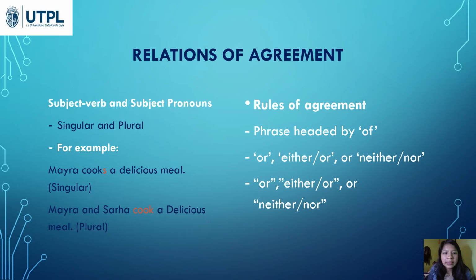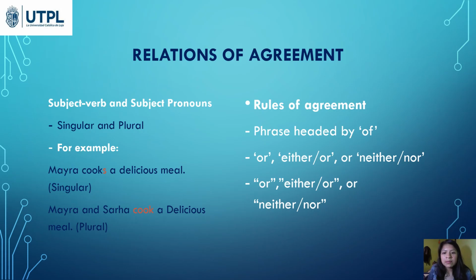For example, singular and plural. For example, Myra cooks a delicious meal. It is a singular sentence. Don't forget where we have he, she, or it. It depends on the ending of the verb. We add s or es, right? And then here we have a plural sentence. Myra and Sarah cook a delicious meal. Here, we don't add the s or es because it's plural.